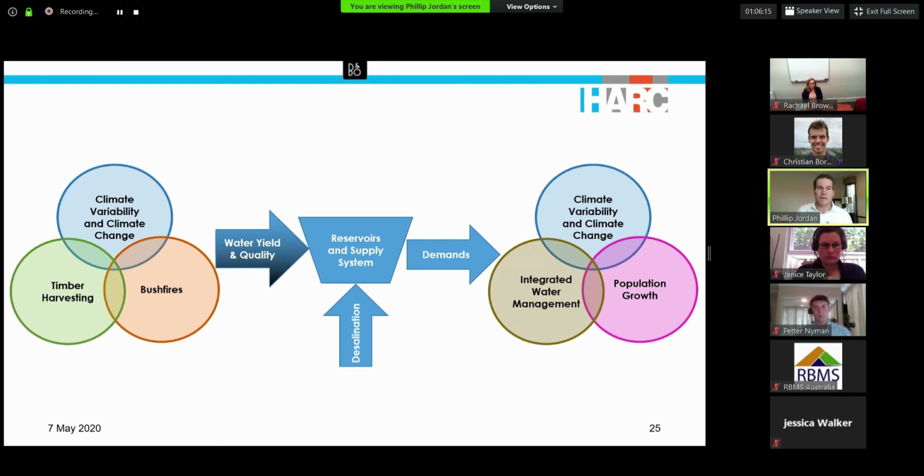So we've got these factors interplaying on the left-hand side that impact the water yield, and as Peter's pointed out, the impact on the water quality. That then goes into a reservoir and water supply system, which is subject to demands. Those demands are then affected themselves by climate variability and climate change, by population growth, and also whatever we do around the demand management side, and trying to think about water use in cities as an integrated water management problem with other options to try and augment supply. And the system's also augmented with desalination inputs now.